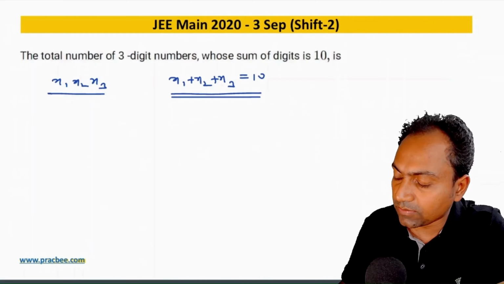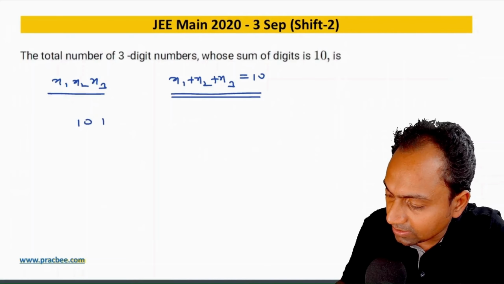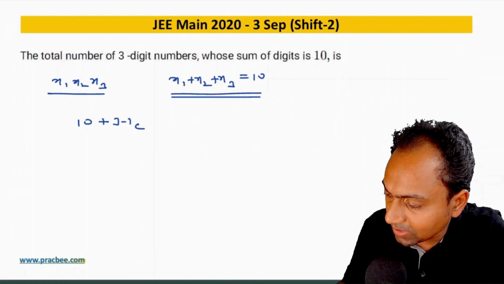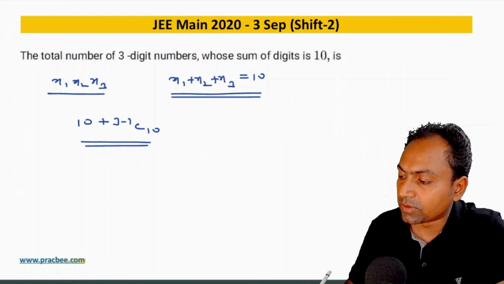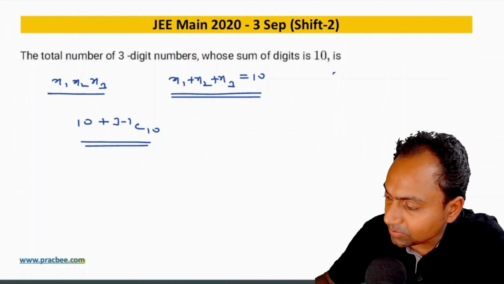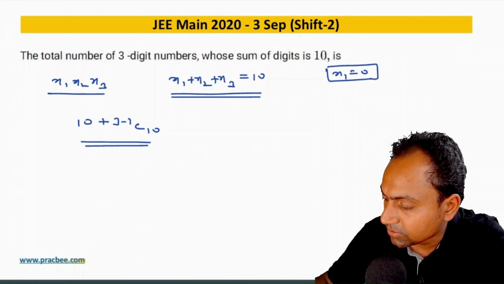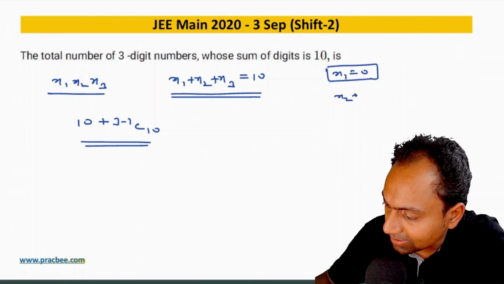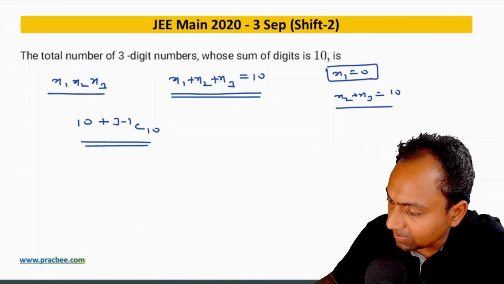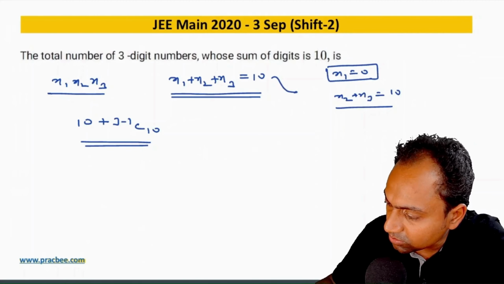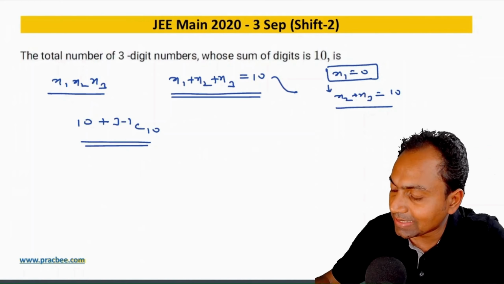So what we can do in this case is we can write the total number of solutions as 10 plus 3 minus 1 C10. Now there is a problem in this solution. What is the problem? First problem is if x1 becomes 0, it is no more a 10-digit number. So this will happen when x2 plus x3 becomes equal to 10, because in the same equation I have put x1 equal to 0 in order to get this equation. So these are the cases that I don't want.